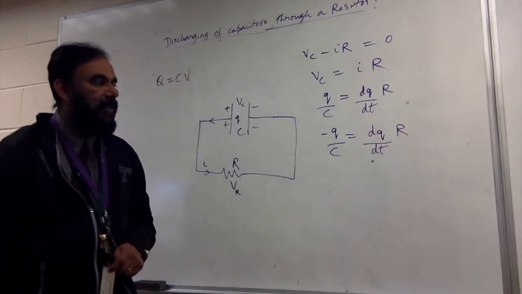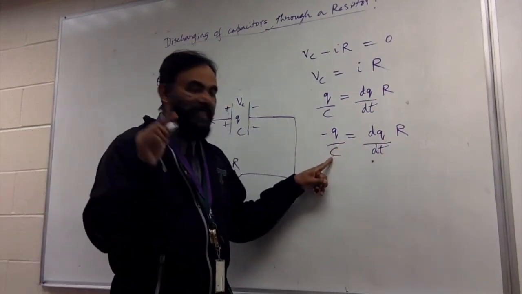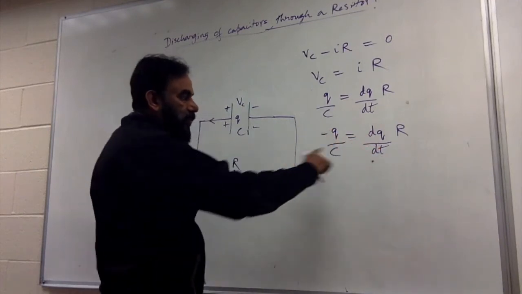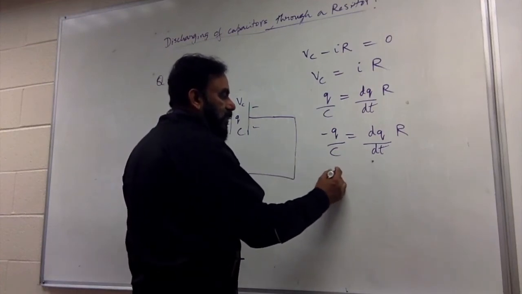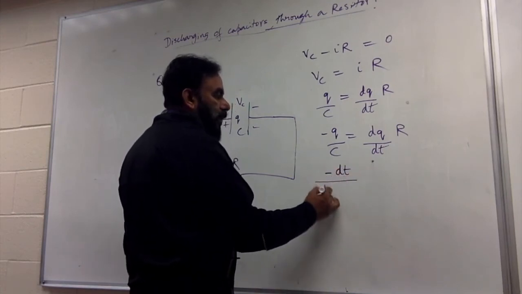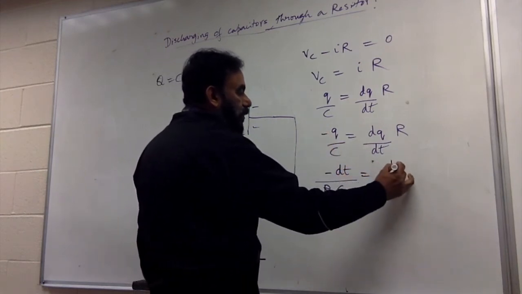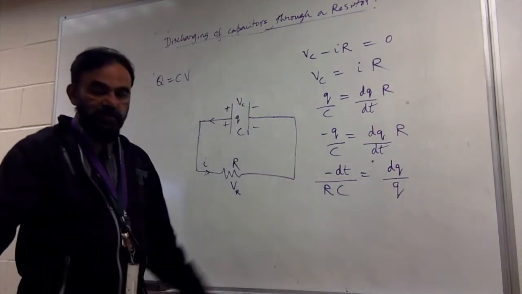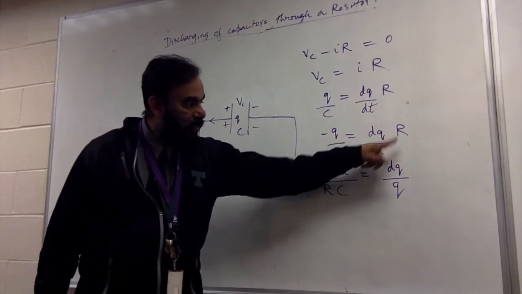Now we just shuffle the Q's and the t's. Now R is a constant. C is a constant. The two variables are Q and t. So if you rearrange this, we can see minus dt over RC is equal to dq over q. Is that okay from here? I'm leaving the dq straight there. I'm only bringing the q down here and throwing all the rest to the other side.